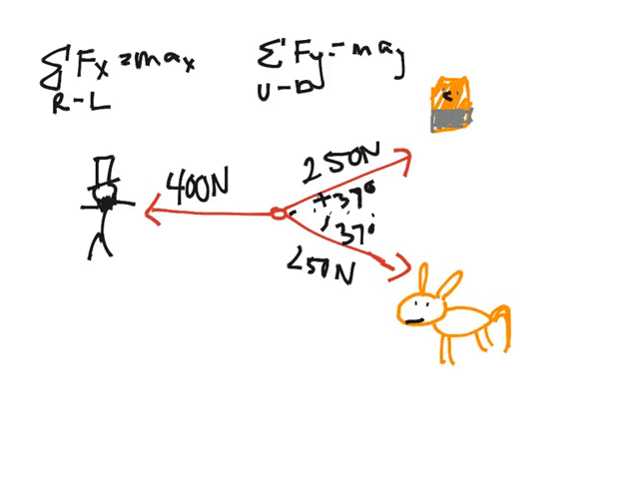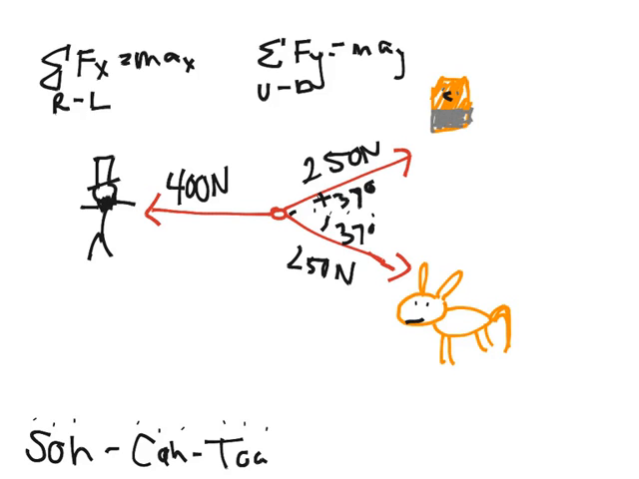But we need to use SOHCAHTOA. Hopefully that rings a bell with you. We have gone over it in class, and you definitely have gone over it in math. Remember, it's sine over hypotenuse, cosine, so adjacent over hypotenuse, and tangent opposite over adjacent. So we need to break this into components.